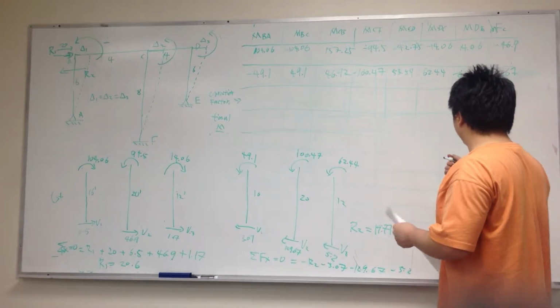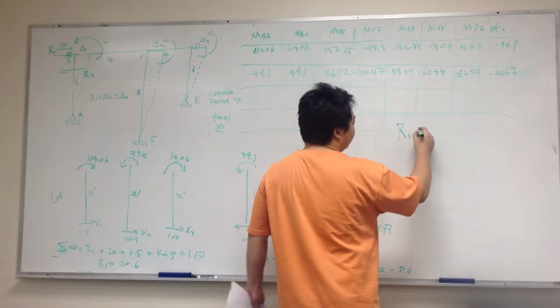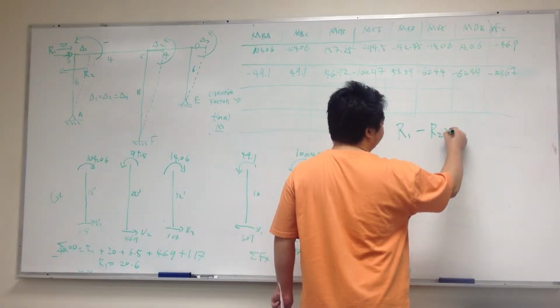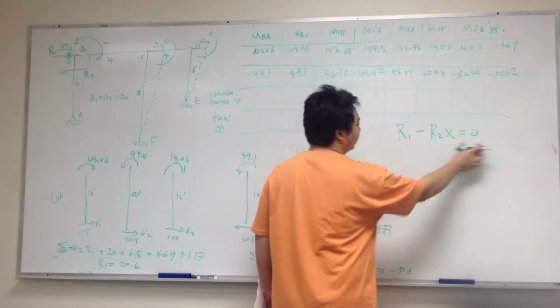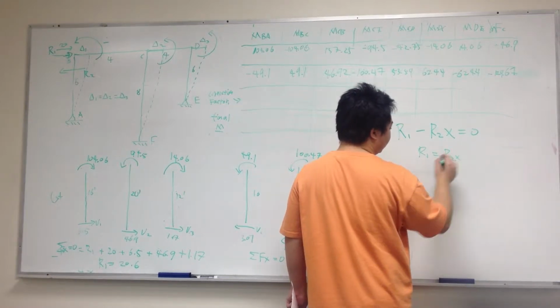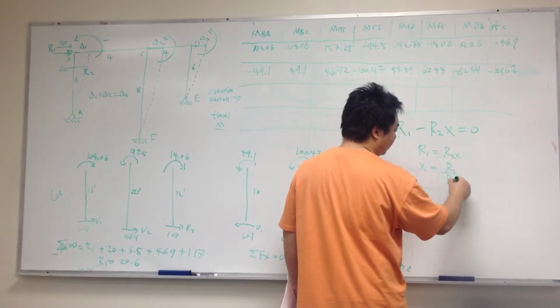So you're gonna have the equations. I think the equation is like this: R1 minus R2 times the correction factor is equal to 0. So you bring this to that side. So R1 is equal to R2 times x. So for the correction factors, you're gonna have R1 over R2.